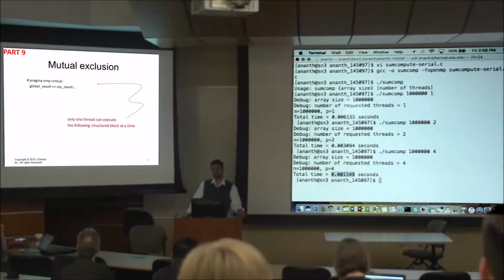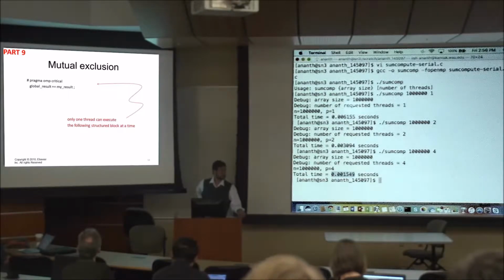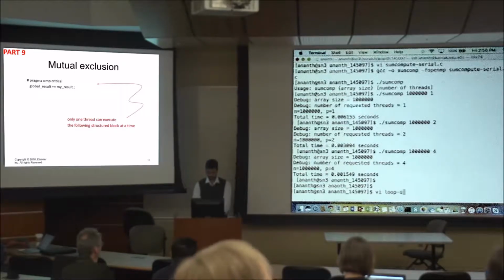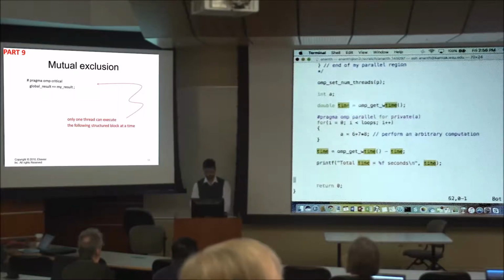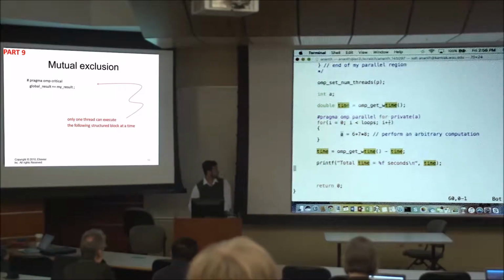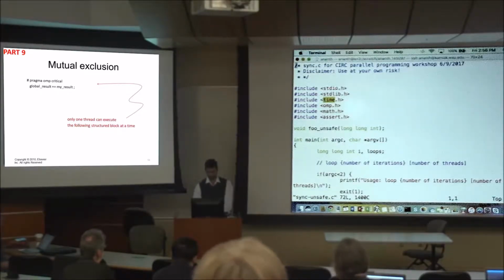One thing that we did not talk about so far is how to synchronize. So for the very first code that we saw, the loop serial code, we were running a for loop and writing onto the same variable in a shared mode by default before we put this private. Without this private, maybe I'll use the sync unsafe, that's what it's for.